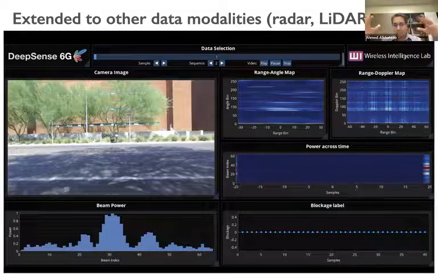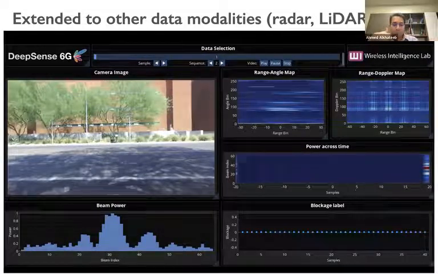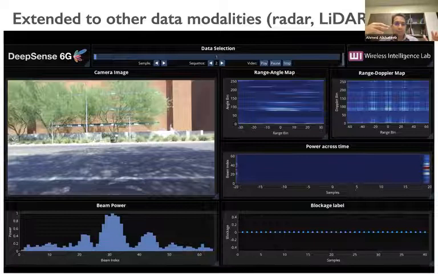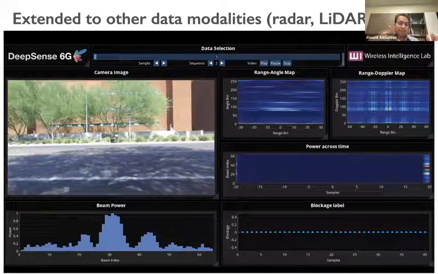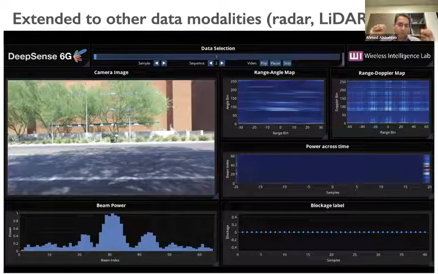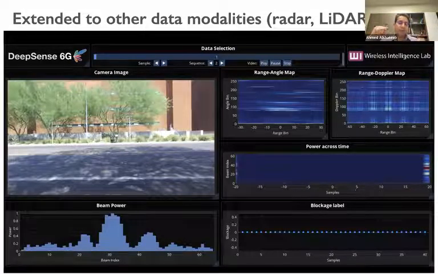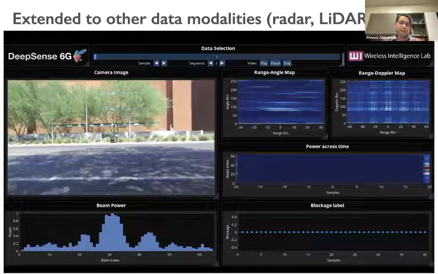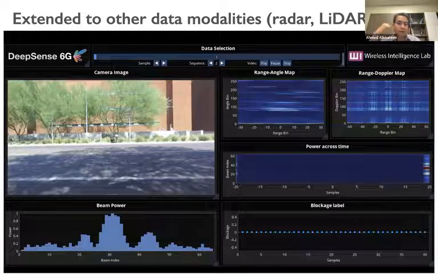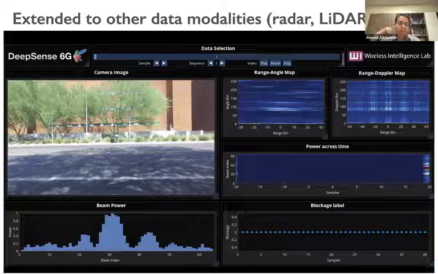Now, if you can predict the blockage, let's say 500 milliseconds before it happens, then delaying this prediction by 40, 50 milliseconds will not be an issue, right? So if you capture a sequence, a visual scene or radar, and then take maybe 40, 50 milliseconds to predict that a blockage will happen 400 more milliseconds in the future, this 400 milliseconds is more than sufficient time for the network to make decisions.